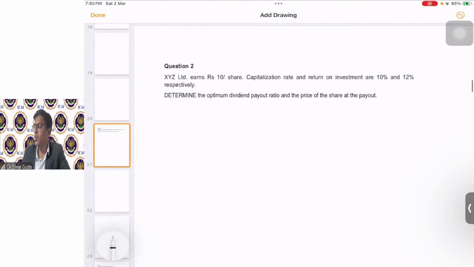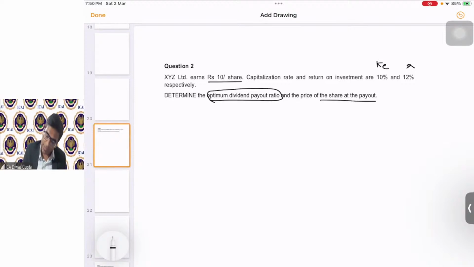Now let's come to question number 2, students. XYZ Limited earns rupees 10 per share. So this is the earnings that they have given to us. Capitalization rate and return on investments are 10% and 12%. So capitalization rate is KE and return on investment is R, which is 12%. Determine the optimum dividend payout ratio and the price of the share at that payout. Now, students, this is very easy. KE is equal to 10%. R is equal to 12%. R is greater than KE.